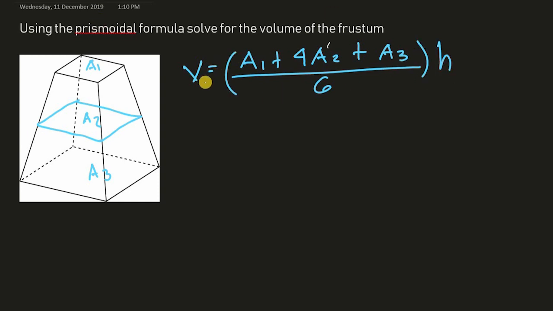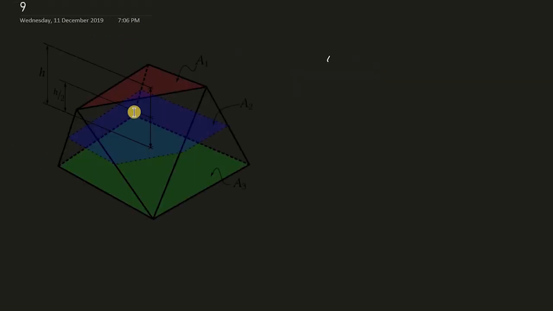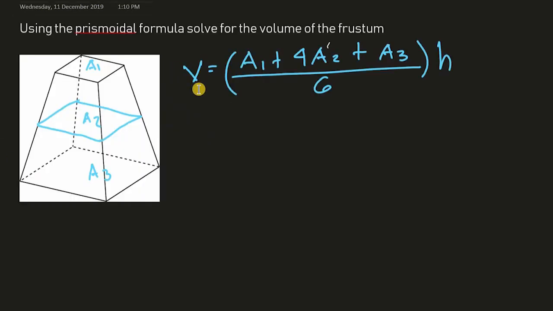Isa itong alternative para makasolve tayo ng volume ng mga frustums. So, paano kapag yung frustum mo ay kakaiba na? For example, this will be your figure, guys. It will be the same, magiging applicable yan. Area ng top, saka area ng bottom, pwedeng magamit daw yung Prismoidal formula natin. So, i-prove natin na applicable yung Prismoidal formula sa frustum natin.